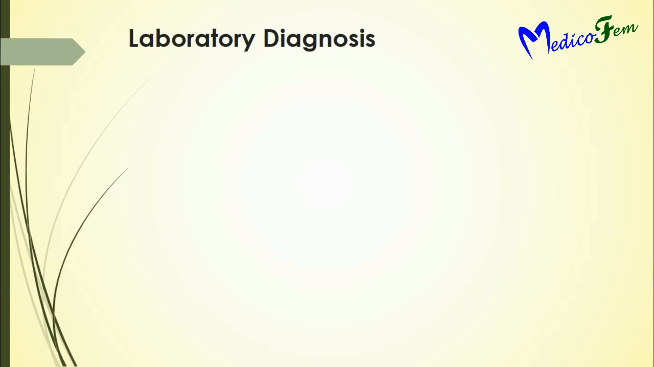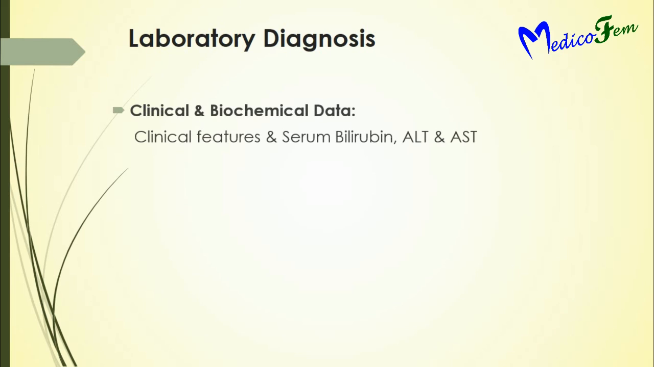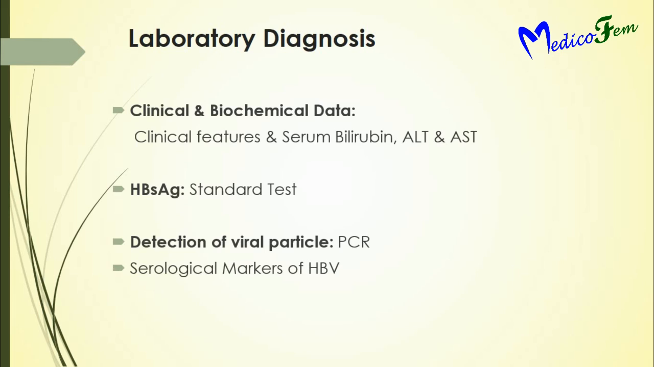Laboratory diagnosis of hepatitis B virus infection. It is based on clinical and biochemical data. Clinical features of hepatitis B, as we already saw in previous slides, and there is elevation of serum bilirubin and liver enzymes like SGPT and SGOT. Surface antigen detection by standard test, by rapid chromatographic test or ELISA. Then detection of viral particle, that is HBV DNA by PCR, and other serological markers of hepatitis B virus.